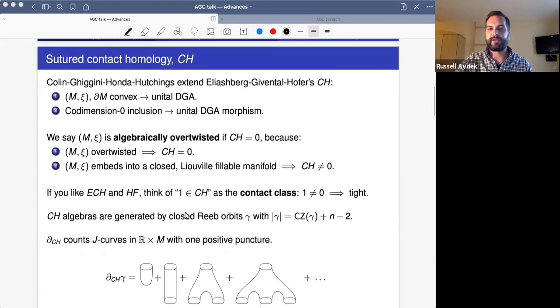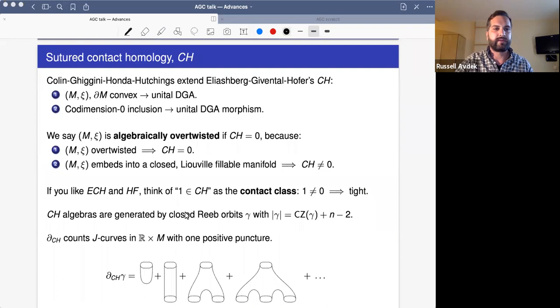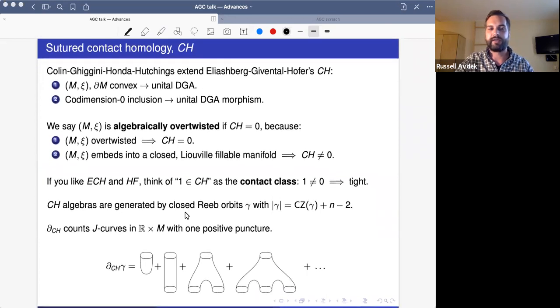So what are the invariants we're going to use? The invariant is sutured contact homology. This is an extension by Colin, Ghiggini, Honda, and Hutchings of the Eliashberg-Givental-Hofer contact homology to contact manifolds with convex boundary. So, from a 30,000 foot point of view, we take a contact manifold with convex boundary, and to it contact homology assigns a unital DGA.